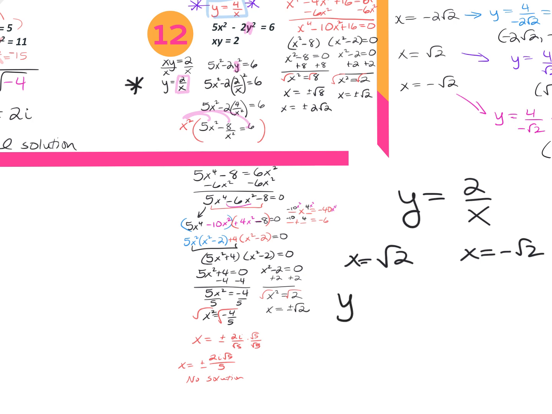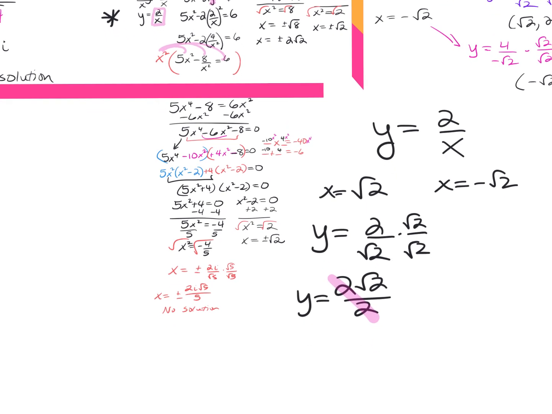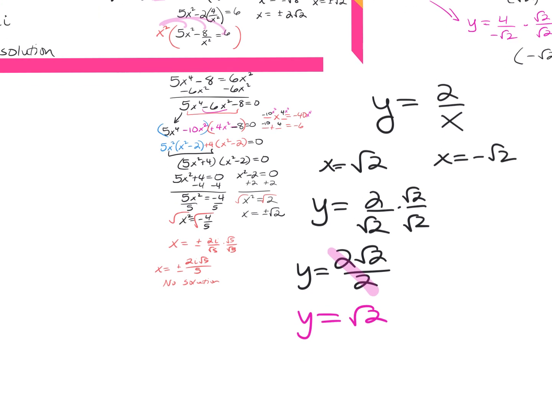So I'm going to get y equals 2 over the square root of 2. Got to rationalize. This will give me 2 square root 2 over 2. The 2's will simplify. And then your y value is just going to be square root 2. So my first solution is square root 2, square root 2.